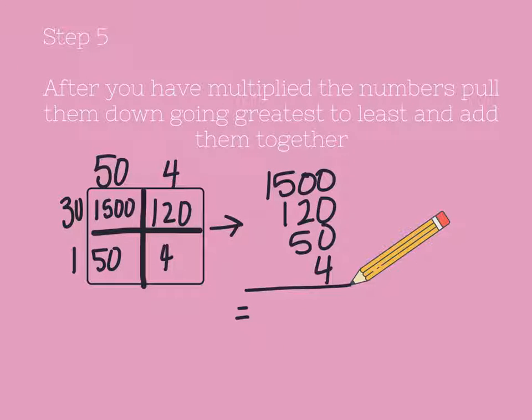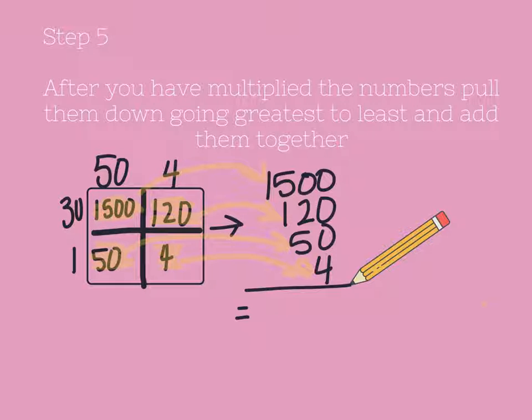After you have multiplied the numbers, pull them down, going greatest to least, and add them together. So we will take this number, bring it over here, this number, bring it over here, this number, bring it over here, and this number, and bring it over here. Next, we will add it together.